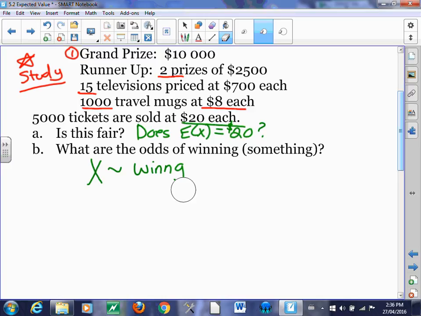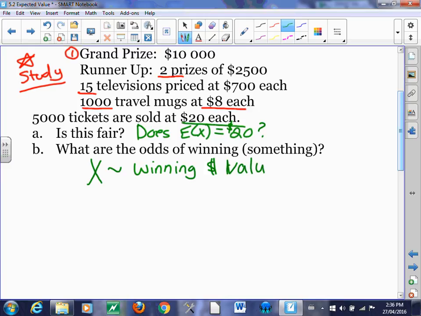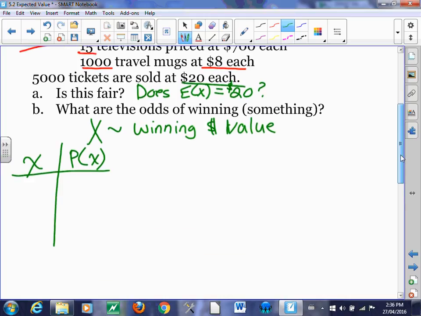Sorry, my spelling has gone crazy on me. So the winning dollar value. So how much do you win? Okay. So we have many different prizes that give us a winning, including no winning, which is losing, and then we can think the probability of each.